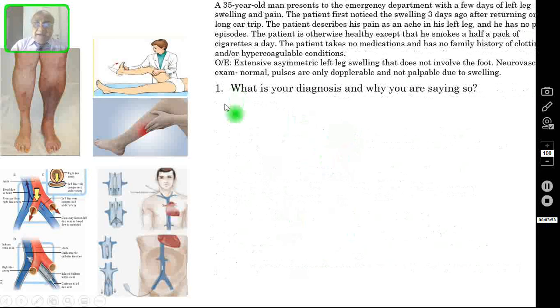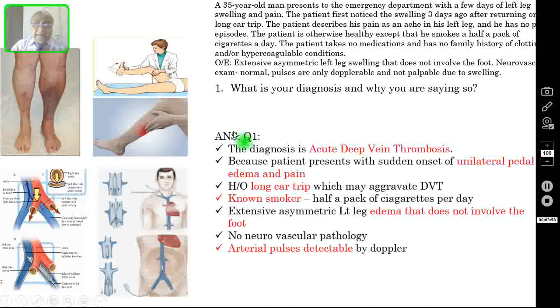So question number 1, what is your diagnosis and why are you saying so? The correct answer is, the diagnosis is acute deep vein thrombosis because the patient presents with sudden onset of unilateral pedal edema and pain. There is a history of a long car trip which may aggravate the DVT. He is a known smoker. He is smoking half a pack of cigarettes each day. There is extensive asymmetric left leg edema that is not involving the foot. It is only up to the ankle.